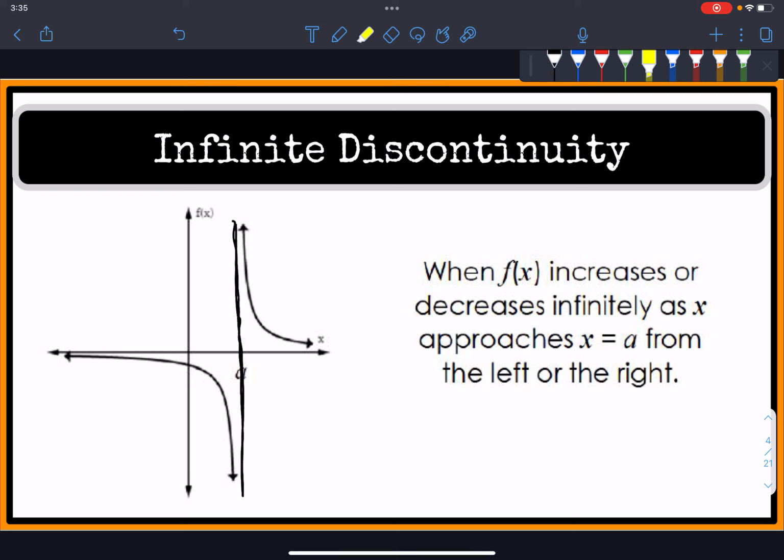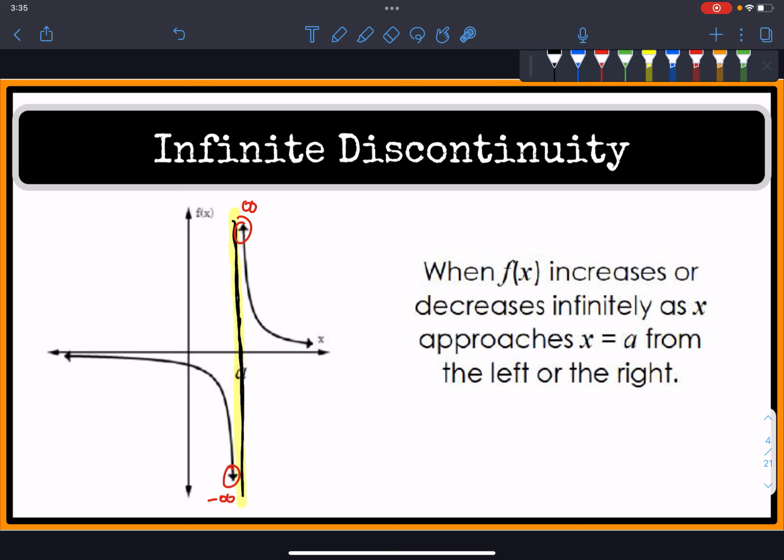Let me highlight it in yellow. And the behavior of the graph as we get closer and closer to that vertical asymptote is that the ends of the graph go towards either positive infinity or negative infinity. They could go both in the same direction or in opposite directions, but they're going towards infinity. So this is an example of an infinite discontinuity.